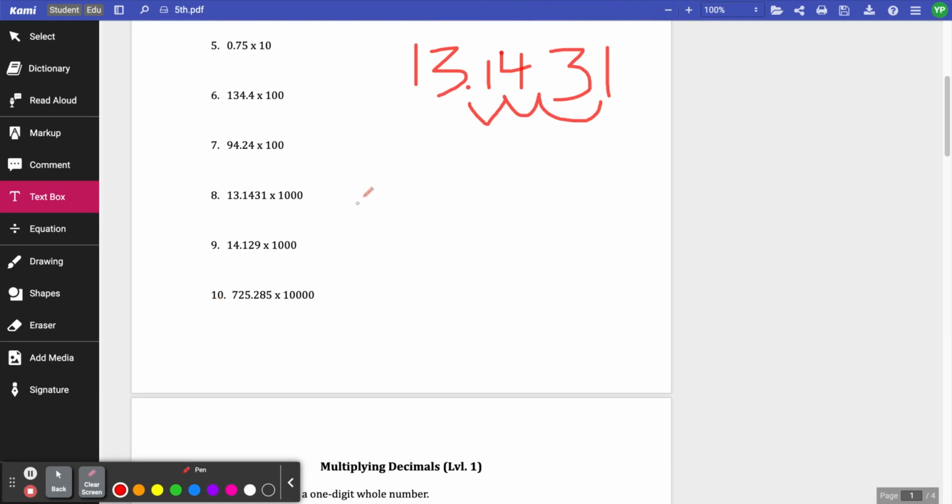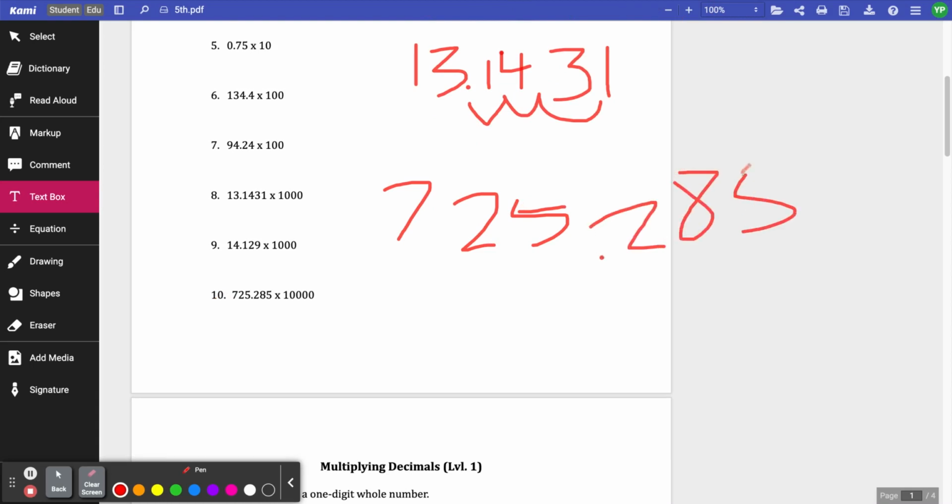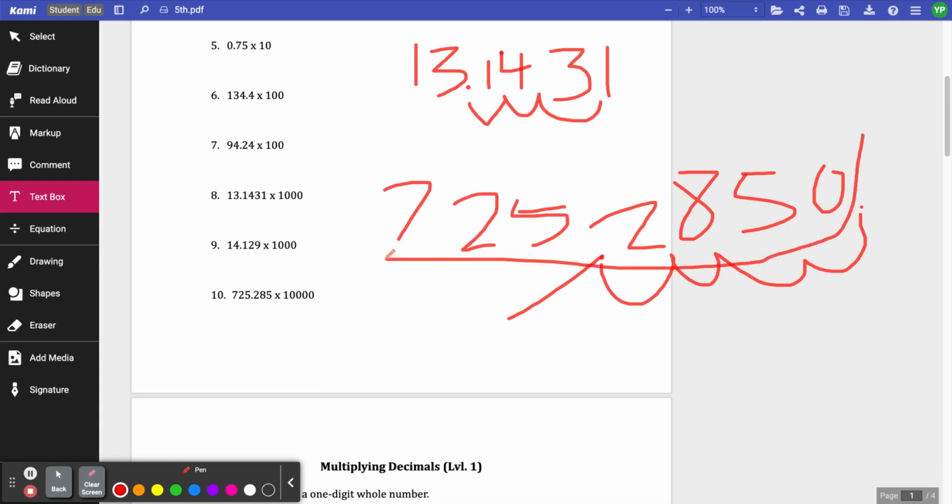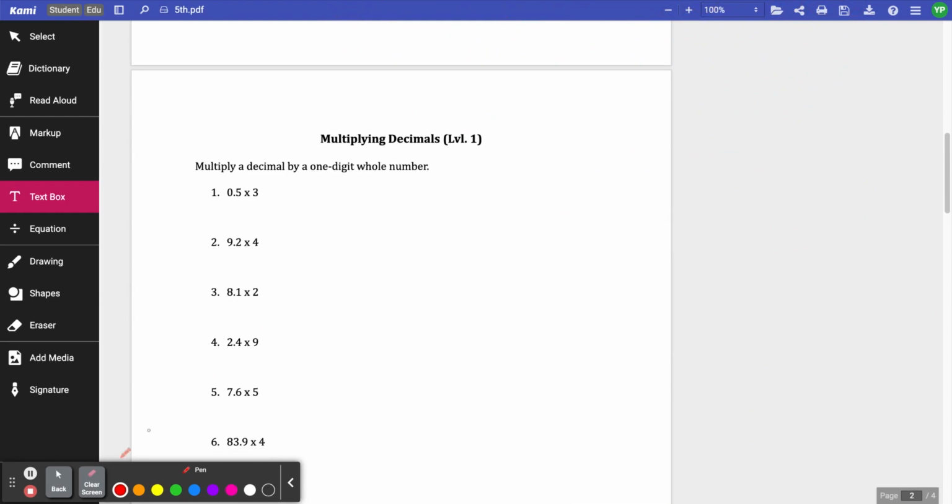Oh, and let's try number 10 for the last one. 725.285, and then it's going to be 10,000, so you have to move it 4 times. 1, 2, 3, 4, and if there's an empty spot, you add a 0, and it's going to be 7,252,850.